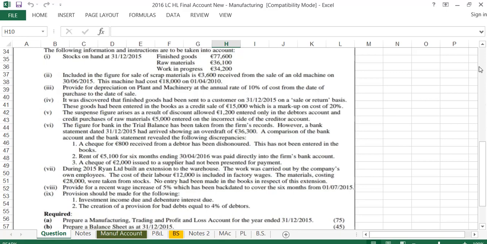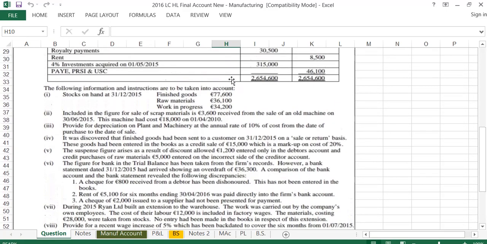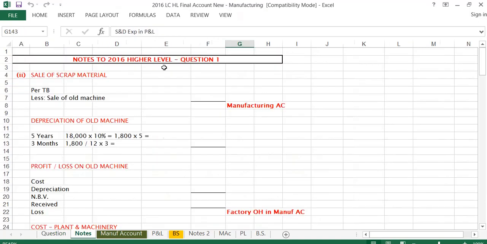So the first thing we're going to do is have a look at the notes. Note 1 just gives us the stock on hand at the end of the year, the stock of finished goods, raw materials and work in progress. So there are no workings to do for Note 1. Note 2 says, included in the figure for sale of scrap material is 3,600 received from the sale of an old machine on the 30th of 6th 2015. This machine had cost 18,000 on the 1st of the 4th 2010. So we need to do a note for that, Note 2.